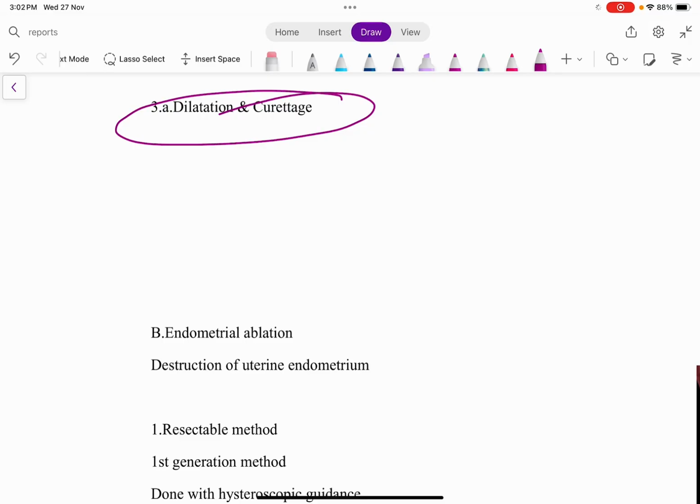We know it is lined by the endometrium, right? With the help of this curette, you curette out the uterine endometrium. Once you curette and remove the endometrium, the endometrial thickness will decrease, and therefore the patient will be relieved from the symptoms of heavy menstrual bleeding, right? Is that clear? Let me show you here.